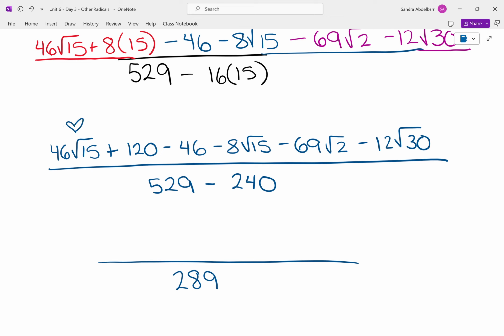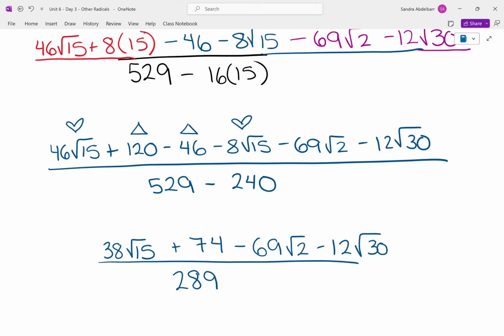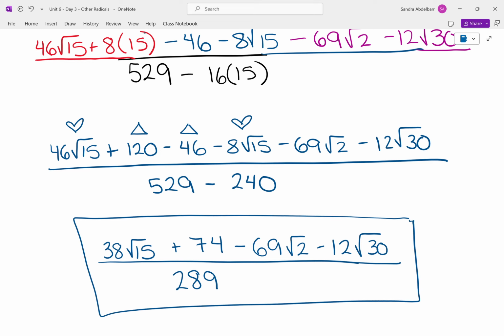Like terms here, so I have 46 root 15 and a negative 8 root 15, which is going to give us 38 root 15. I have a positive 120 minus 46, which is a positive 74. And then there's no other like term, so it's just minus 69 root 2 minus 12 root 30. Out of all of these radicals, can any of them be simplified? 15, 2, 30? No. So this is our final answer.